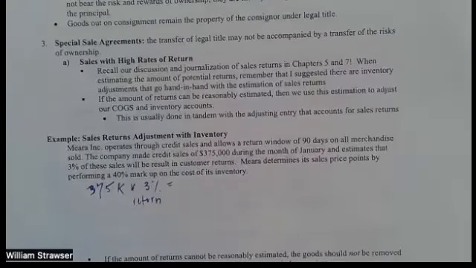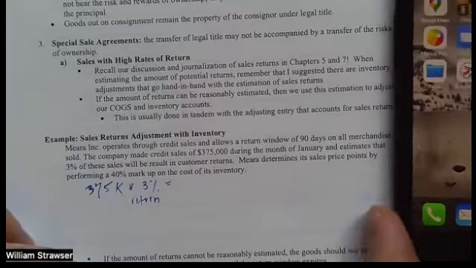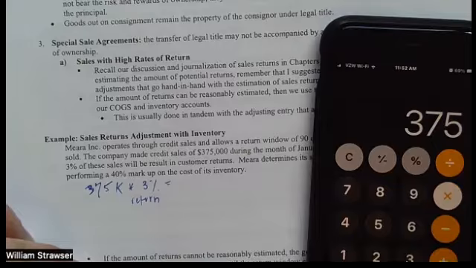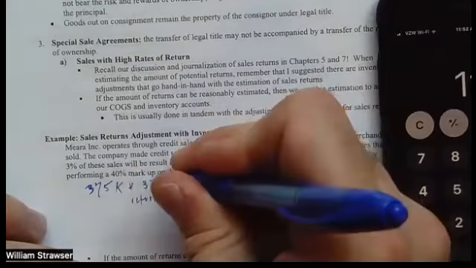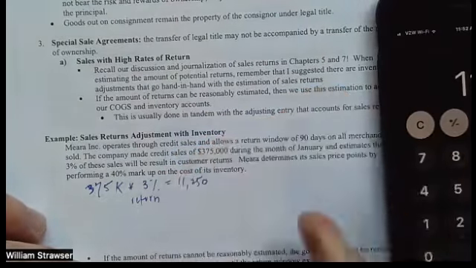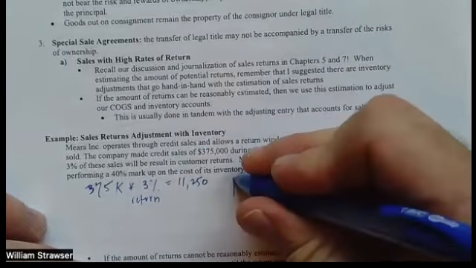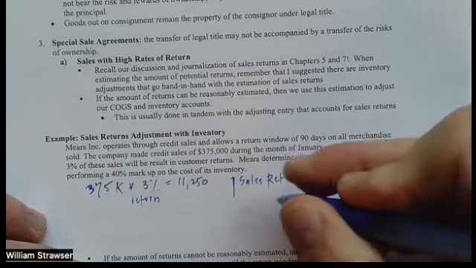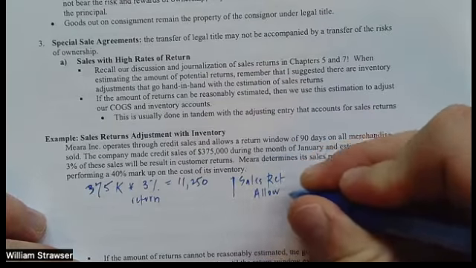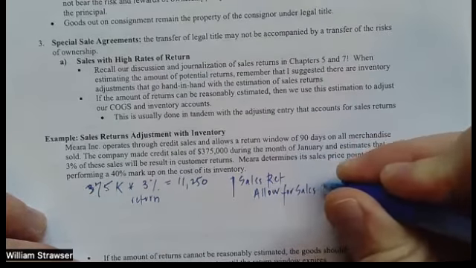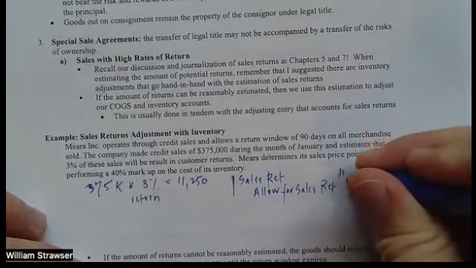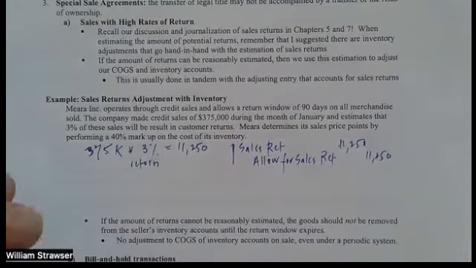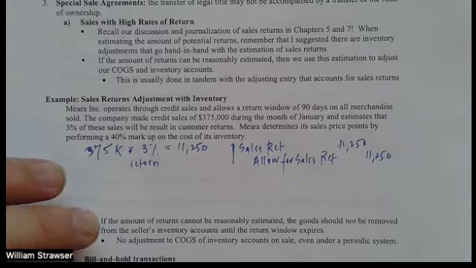Let me grab my phone. So that's $11,250. And that would be my estimate of sales returns and my allowance for sales returns. And it says that there's a 40% markup.